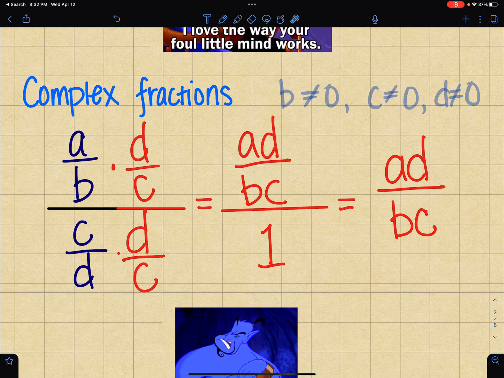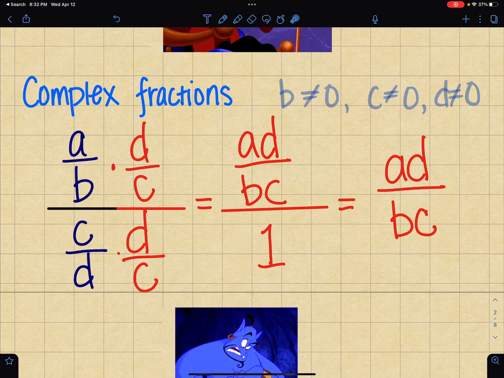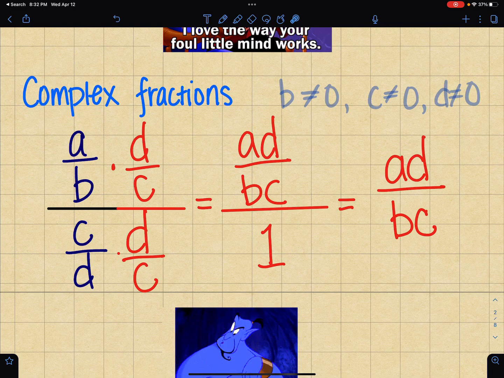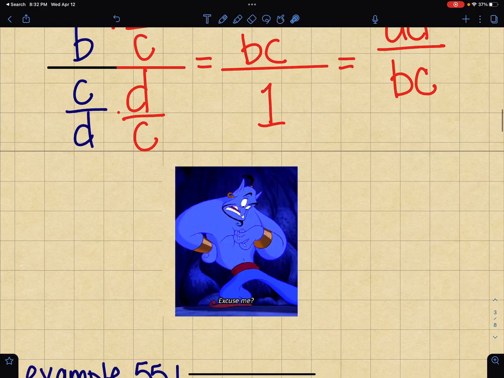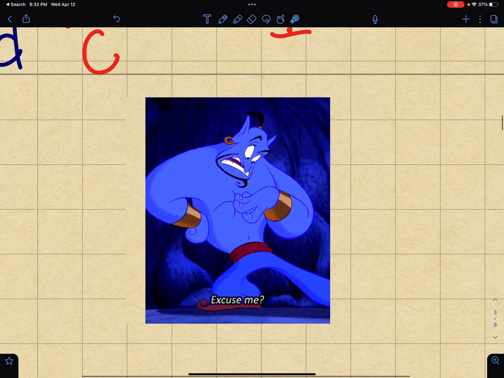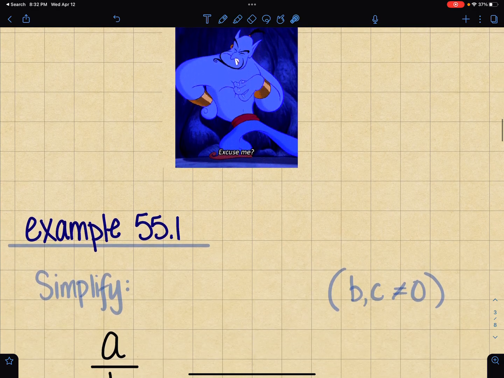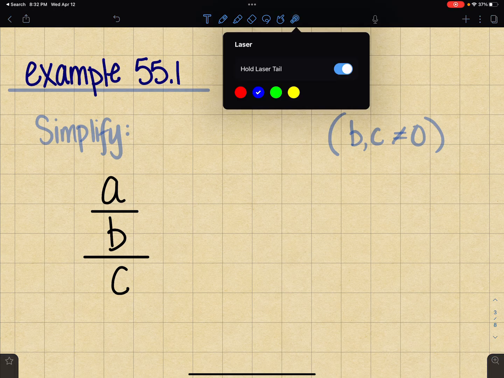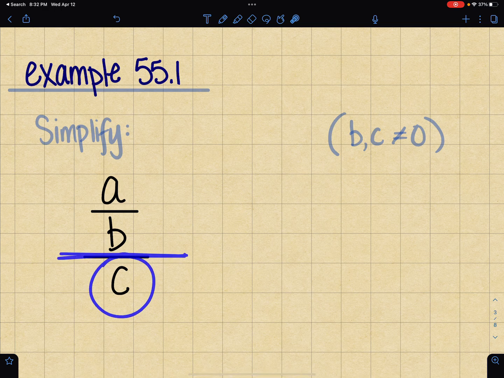We simplified the original problem, and this is the step on how to do it. You multiply the top and the bottom by the reciprocal of the denominator. Okay, you're probably like, excuse me, I don't get this at all. That's okay. If we do it 3 more times, you're going to get it. Here we go. Let's do an example. We're going to do example 55.1. Here is the fraction, A over B, and then here's the complex part of the fraction, just divided by C.